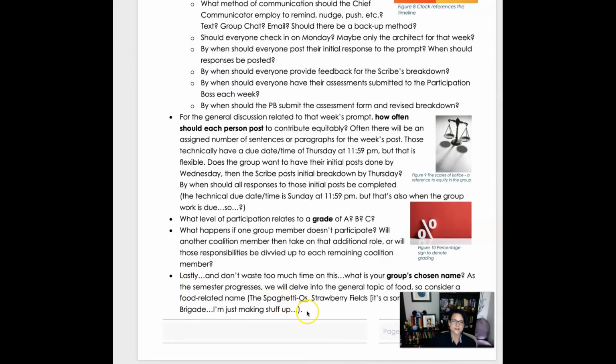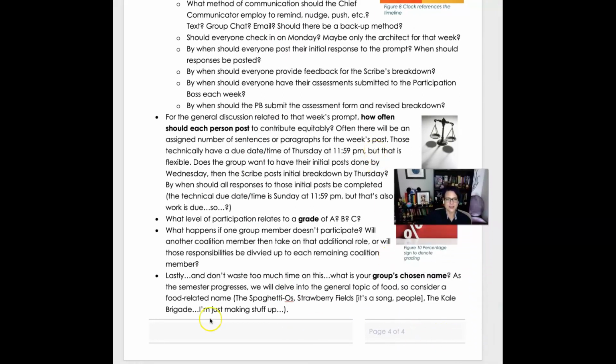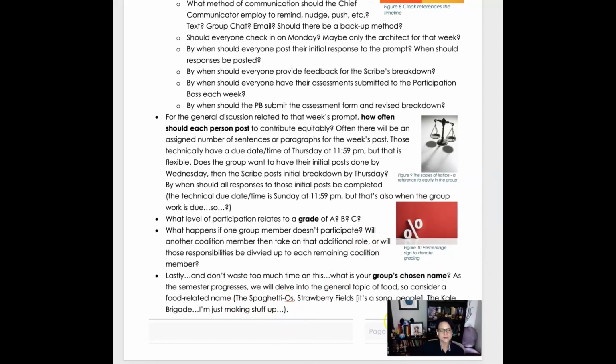Lastly, please don't waste too much time on this. What's your group's chosen name? And so I put, as the semester progresses, we're going to delve into discussions about food as a class. So consider a food-related name. And I put some suggestions here. They're just suggestions, just thinking about food. So, something to kind of work on and consider. And of course, you can always change that.